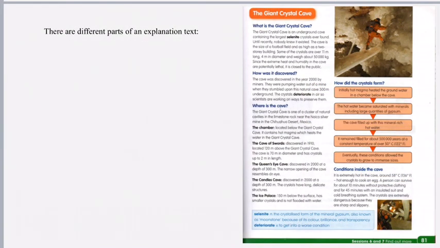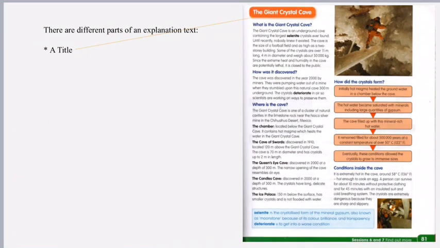So an explanation text is a piece of writing that explains something. So it gives you more information and explains to you about something. So I'm sure lots of you had never heard of the giant crystal cave before, but after reading that, you knew more information about it. So it's a piece of writing that gives you information and explains something.